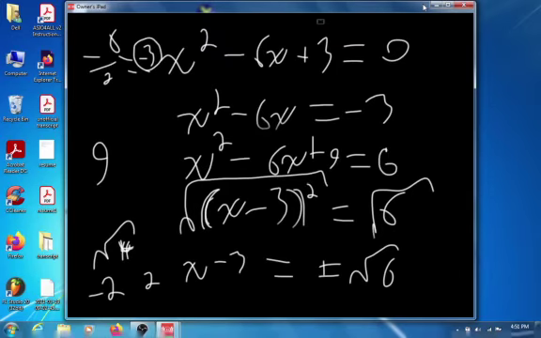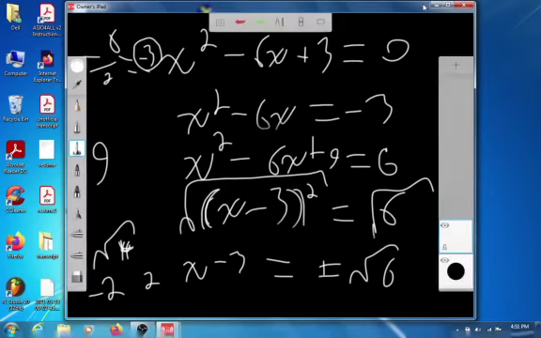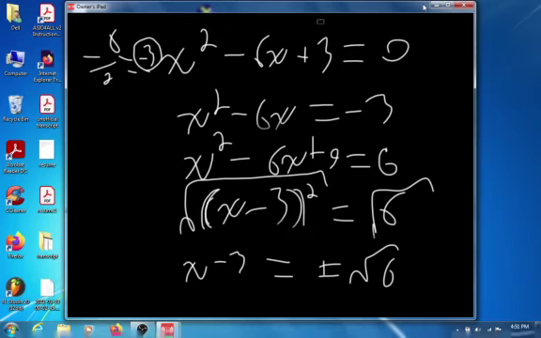So always remember, it's plus or minus that number, the square root of that number. So we have x minus 3 is equal to plus or minus the square root of 6. Now, you could put this in parentheses and this would be plus or minus also. And you could say that.